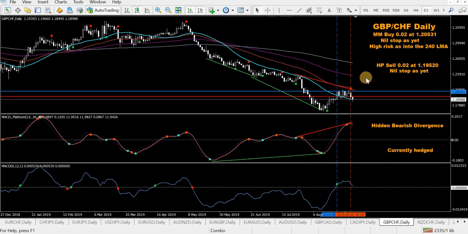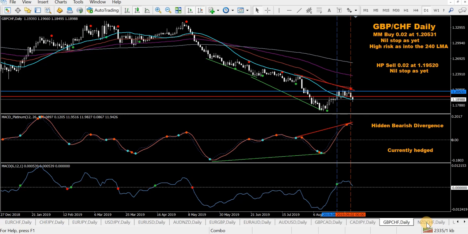Pound Swiss, took a mod MACD buy here, and today I took a HP sell. You can see the MACD Platinum's well above the 0 level. We've got hidden bearish divergence. We had regular bullish divergence previously. So I'm hedged, but it's a small loss locked in. So we just have to wait and see how that pans out. The mod MACD looks like it may turn depending on what sort of news we get out of the UK.